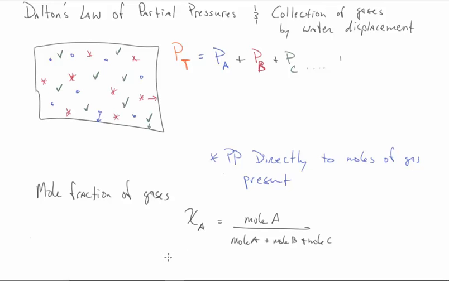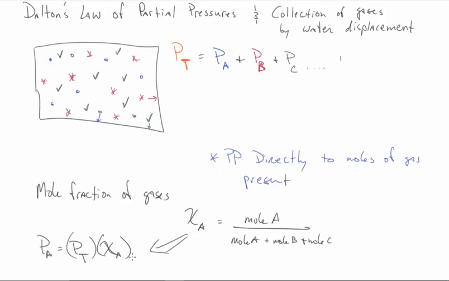And what we're able to do with this is say, okay, if I want to know the partial pressure of A, and all I know is the number of moles of gas that are present in my system, then what I can say is that the partial pressure of A is equal to the mole fraction of A times the total pressure, right?